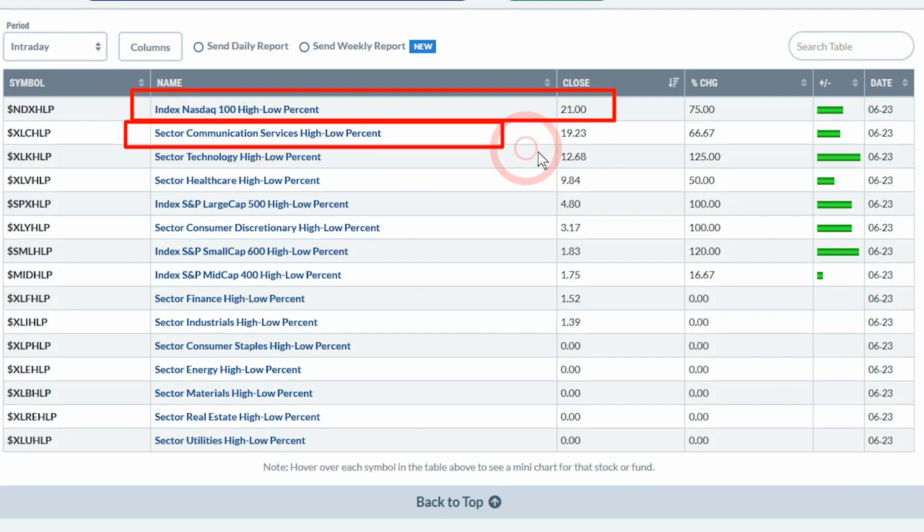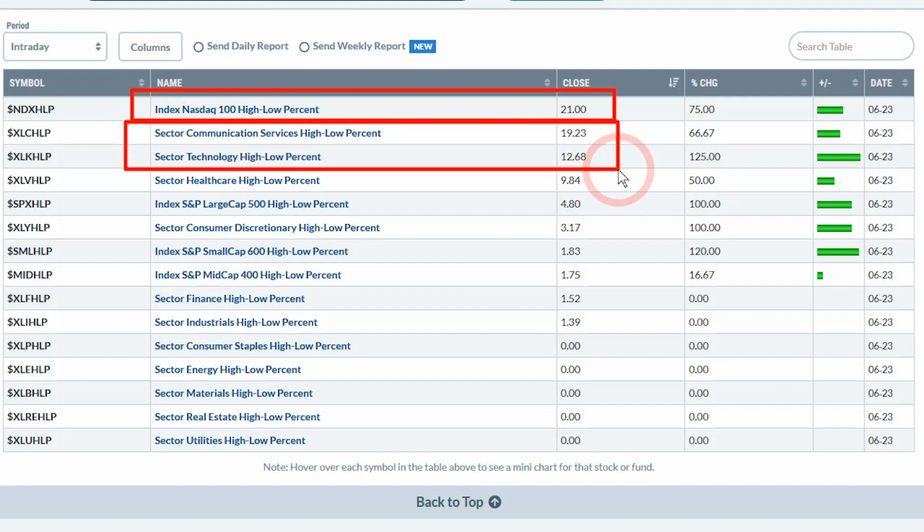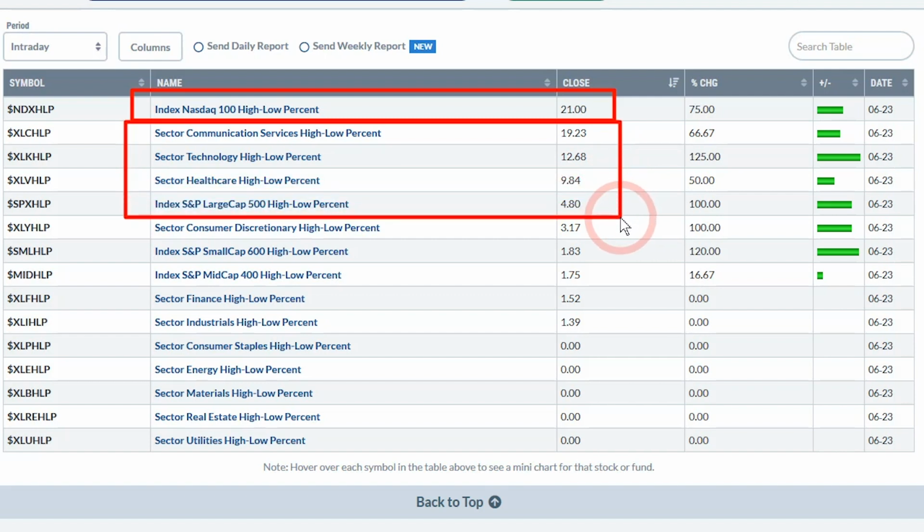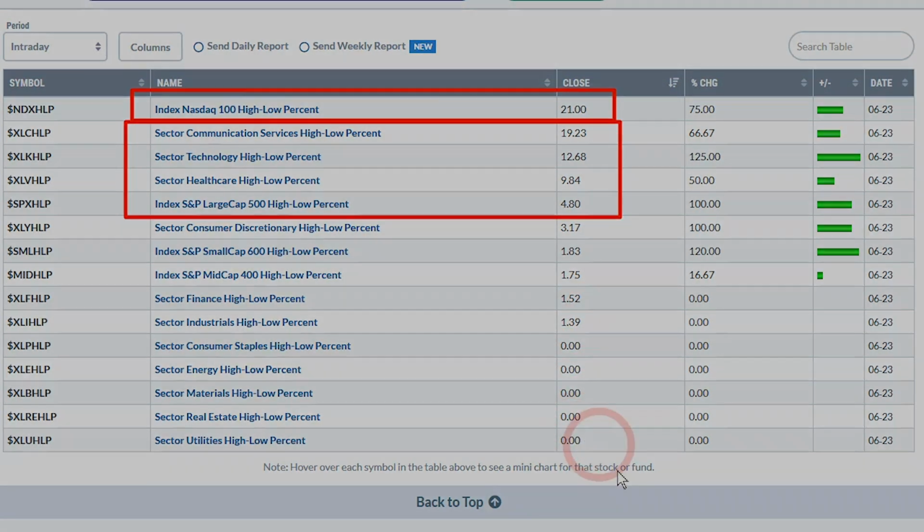And the other leaders, communication services and technology, they are, of course, part of the NASDAQ 100. Then you have healthcare, and then you have the S&P 500. And then it kind of drops off. Then we get the consumer discretionary, plus 3%, big deal. Small caps, plus 2%. Finance, 1.5%. Industrials, not much happening. And then zeros the rest of the way.